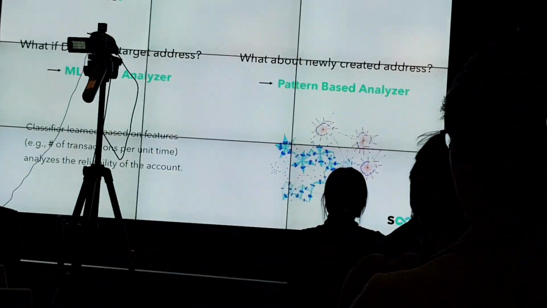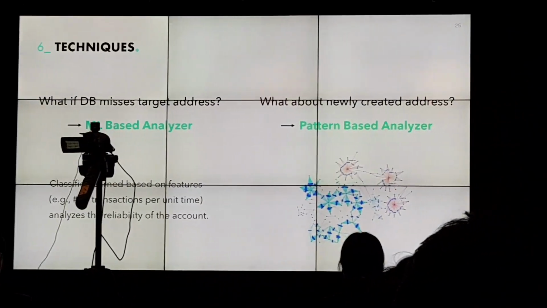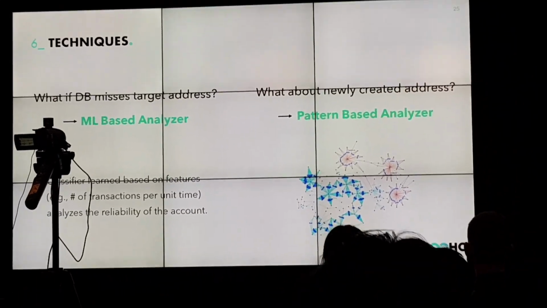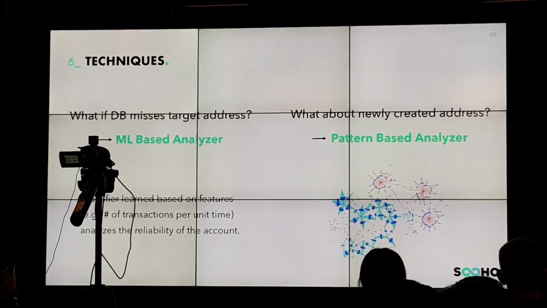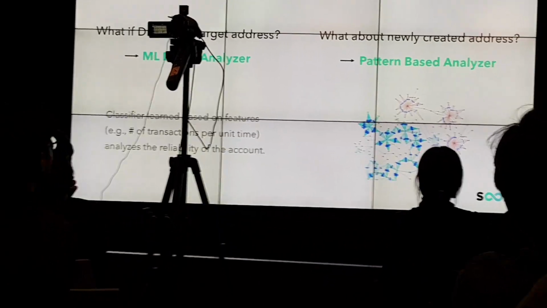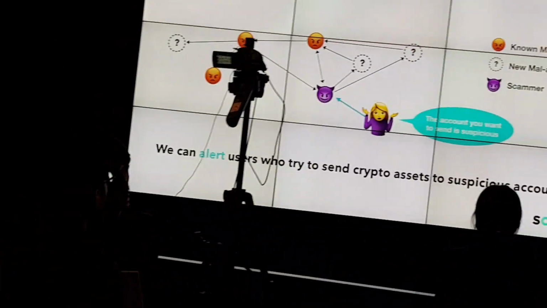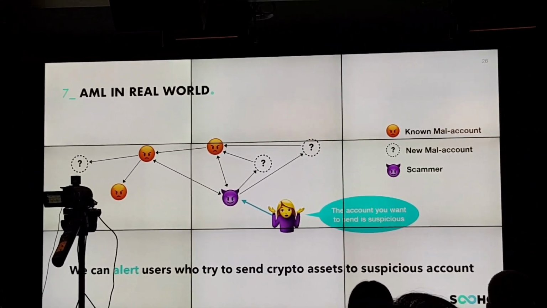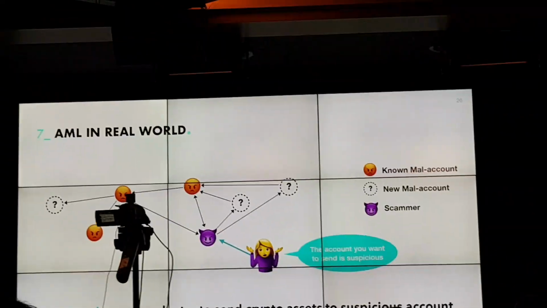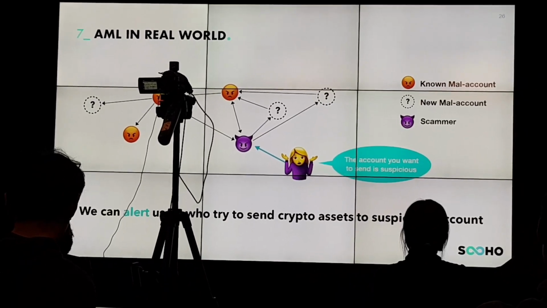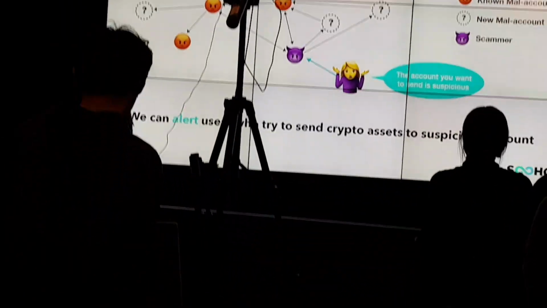The picture is the result of analyzing the transaction flow of one case, which turned out to be fraud. And you can see there are some patterns. As a result, we can alert users who try to send crypto assets to a suspicious account. Through these various technologies, we try to make a clean Ethereum world.